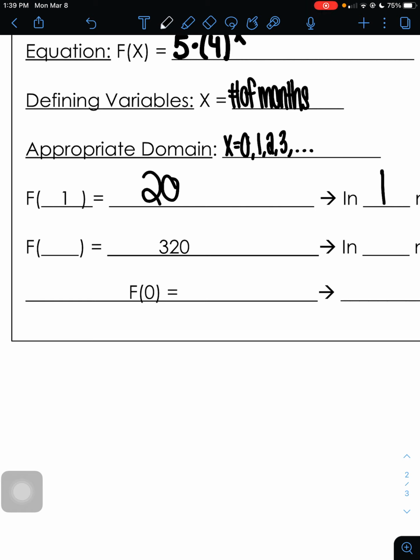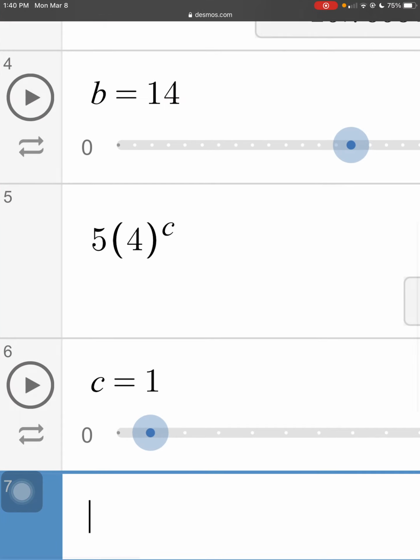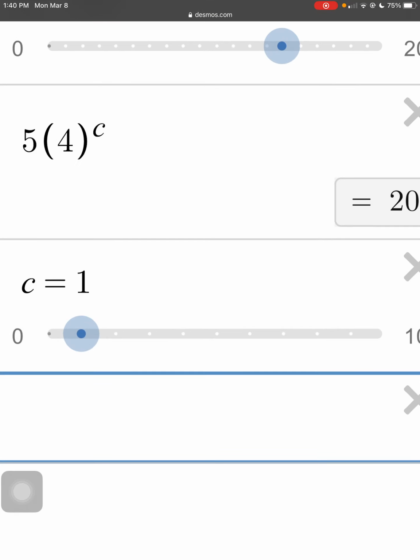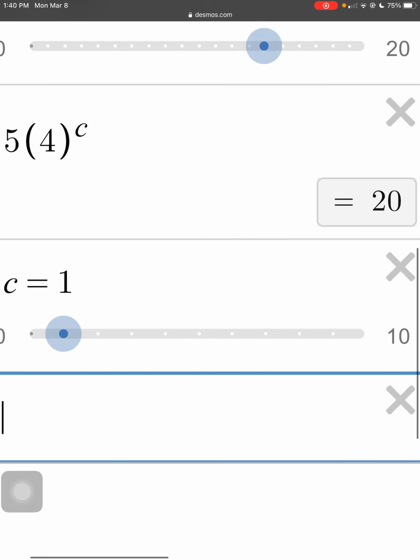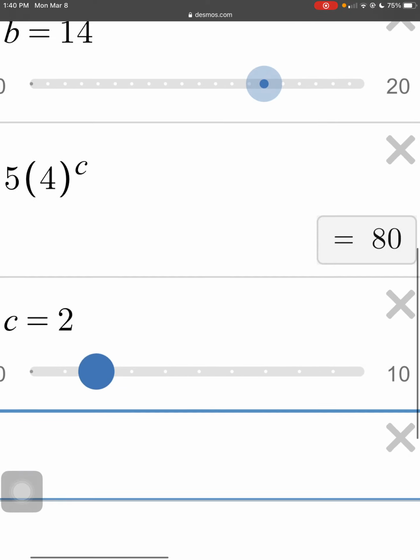Now let's go down to that next line. It says F of blank equals 320. So this is the number of rabbits, 320 rabbits. We need to figure out when does that happen. So I'm going to go over to decimals, and I'm going to slide my slider, and I'm going to look for my equation in line 5 to be equal to 320. And boom, it is. So in 3 months, because my exponent was equal to 3, there are going to be 320 rabbits. So we can see they're growing really quickly.